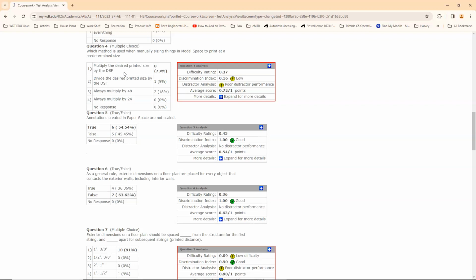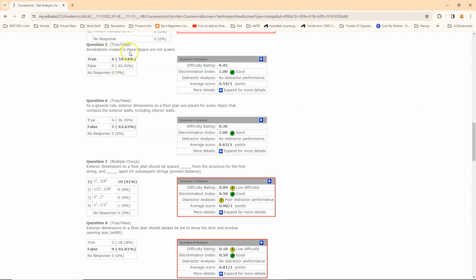That's an important one. Number 5, annotations created in Paperspace are not scaled. That's actually true. If we create an annotation right on the sheet in AutoCAD, it's not in a viewport, which means it's not going to be scaled. It actually cannot be scaled if it's not in a viewport, unless you change the ratio that you send to the printer in the print dialog, right? Which we always print 1:1. So that one is true.